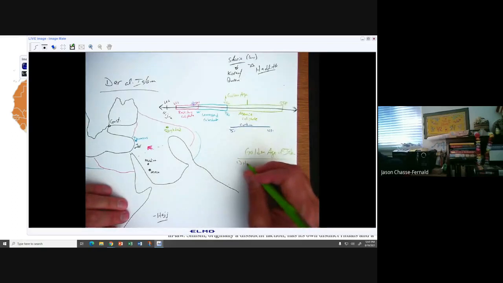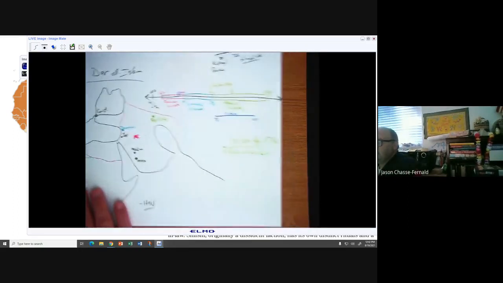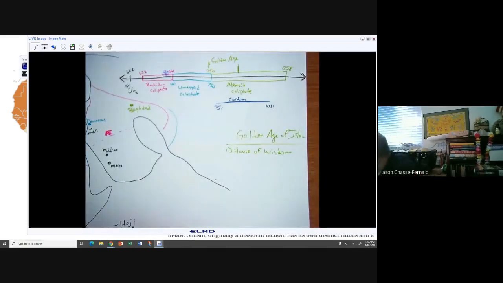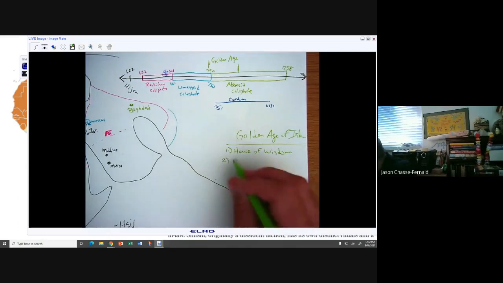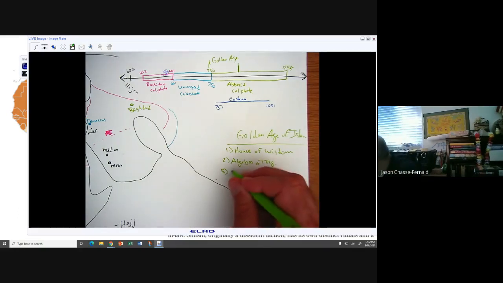So what do we see here? We see the House of Wisdom is established, a great library and university type structure. It is during this time that we see algebra and trigonometry developed. And of course, one of the great reasons for the development of algebra and trigonometry is what is sometimes referred to as Guptan.